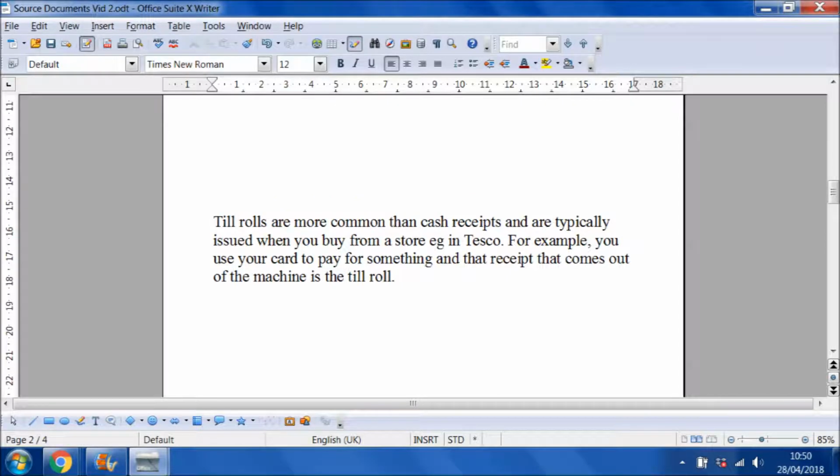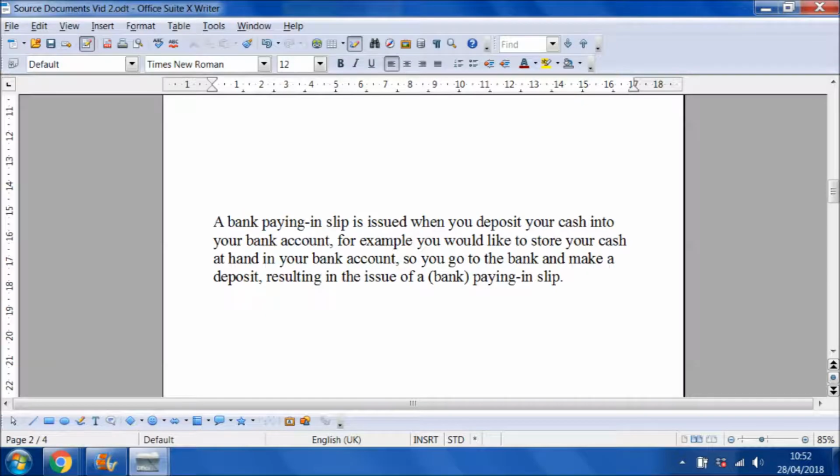Till rolls are a more common form now of source document than cash receipts and are typically issued when you buy from a store, for example in Tesco. You use your card to pay for something and that receipt comes out of the machine, that is a till roll. A bank paying in-slip counterfoil is issued when you deposit your cash into your bank account. For example, you would like to store your cash at hand in your bank account.